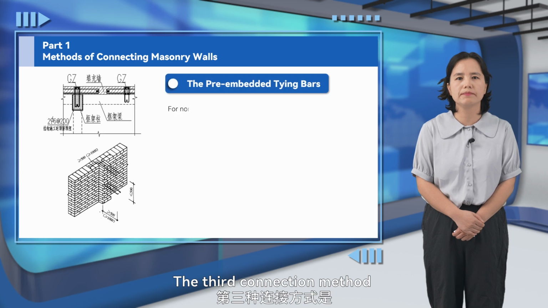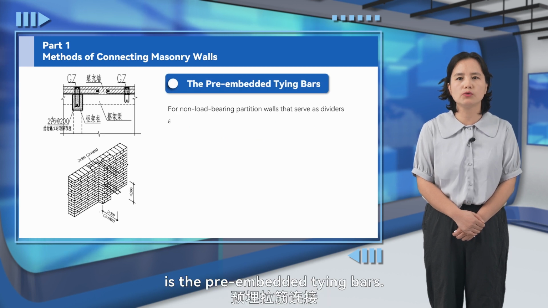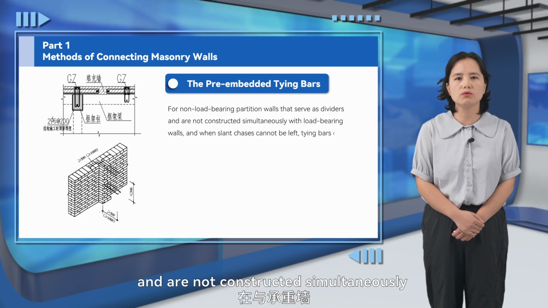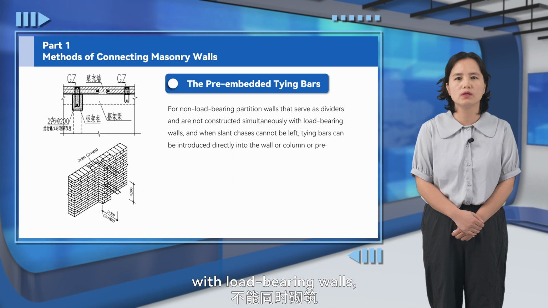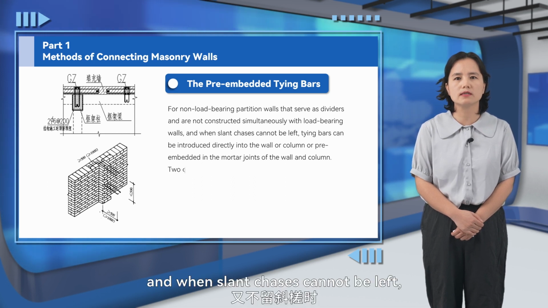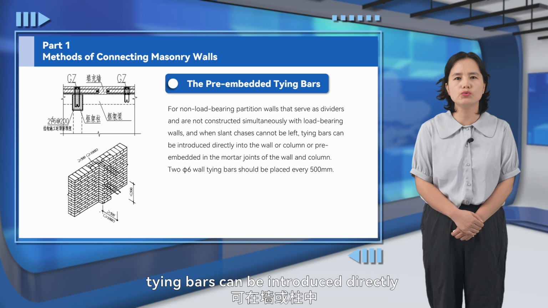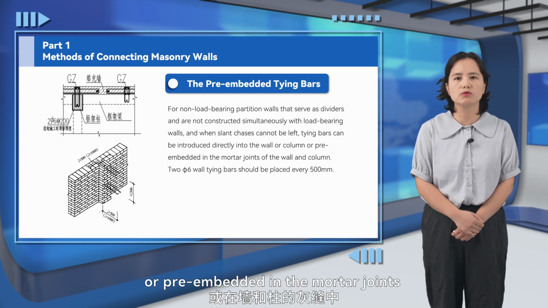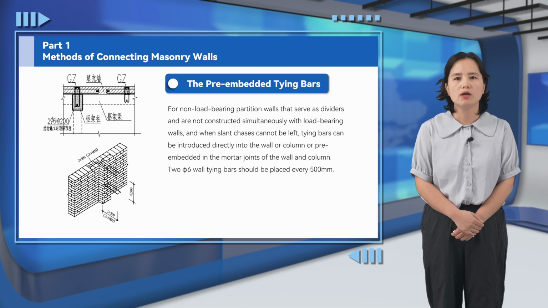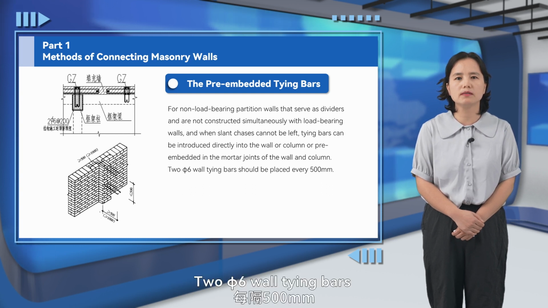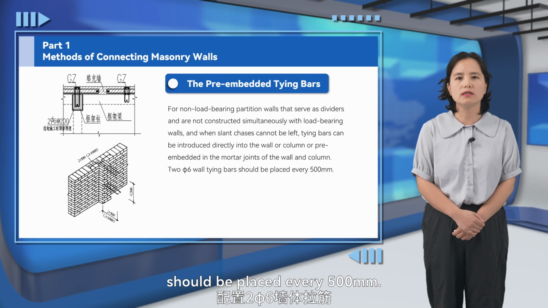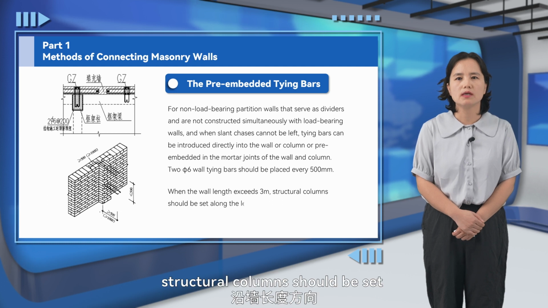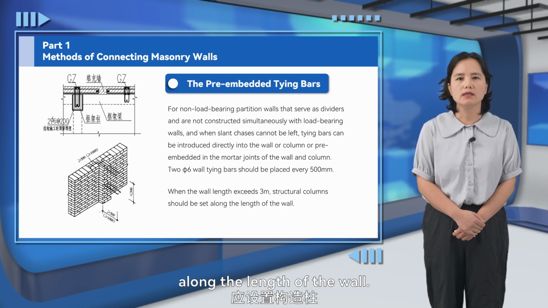The third connection method is the pre-embedded tying bars. For non-load-bearing partition walls that serve as dividers and are not constructed simultaneously with load-bearing walls, and when slant chases cannot be left, tying bars can be introduced directly into the wall or column or pre-embedded in the mortar joints of the wall and column. 2 Phi-6 wall tying bars should be placed every 500 mm. When the wall length exceeds 3 meters, structural columns should be set along the length of the wall.